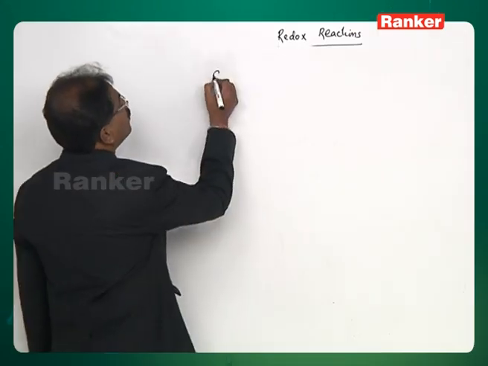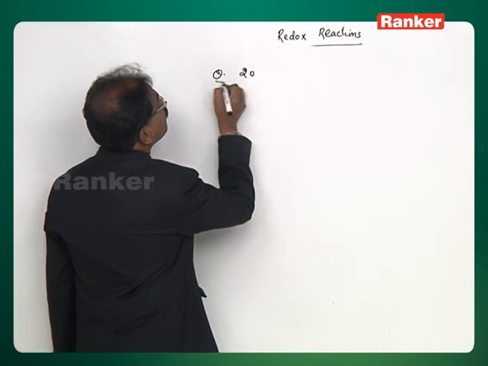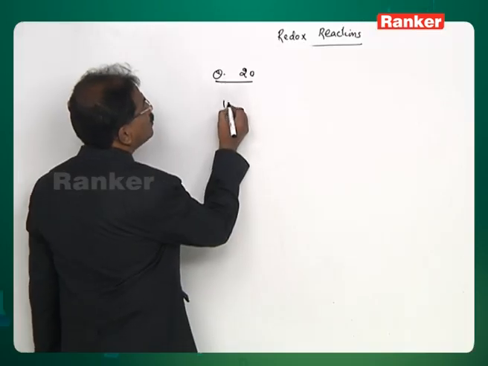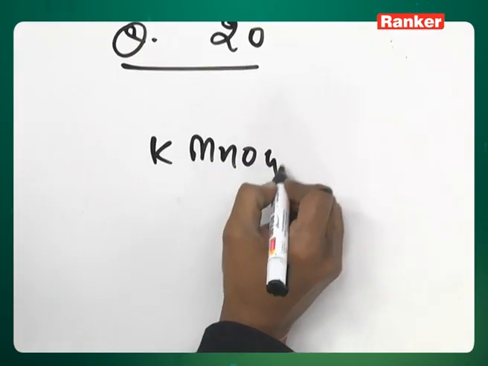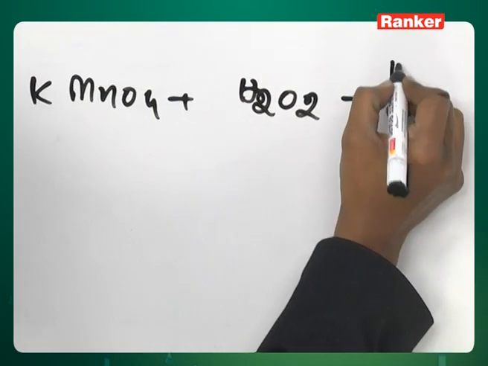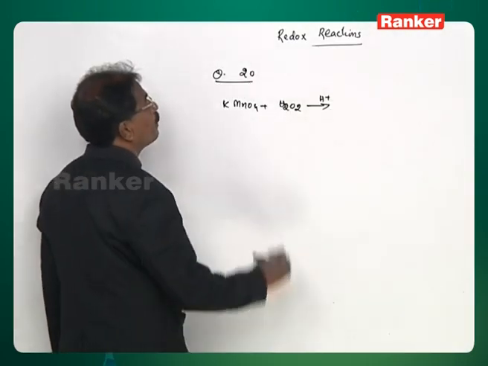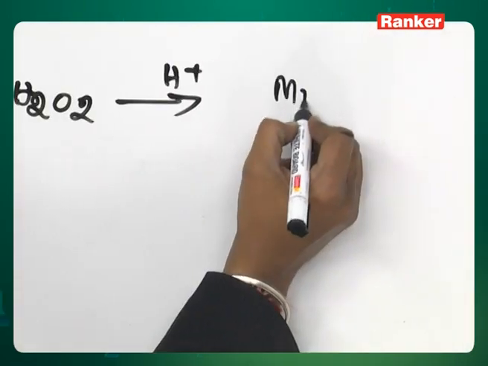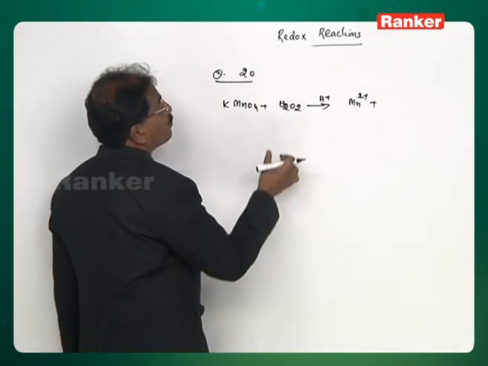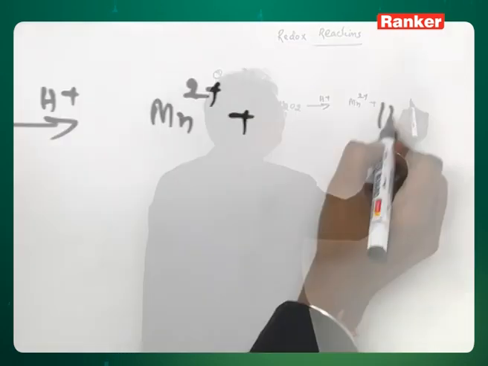Next, question number 20. For decolorization of 1 mole of KMnO4, the moles of H2O2 required. See, KMnO4 is reacting with the H2O2. If the reaction takes place in acidic medium, this KMnO4 will be converted into Mn2 plus. Next, H2O2 will be converted into H2O.